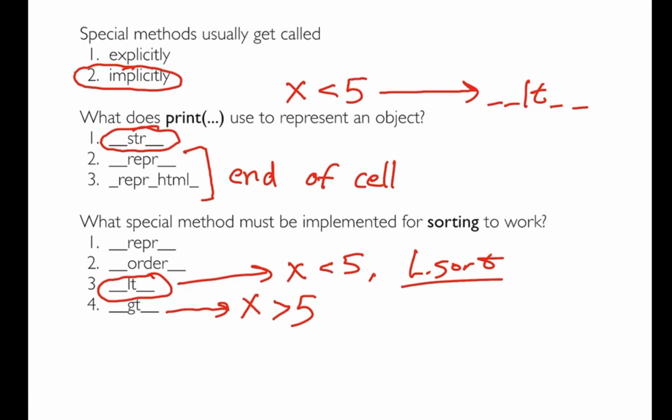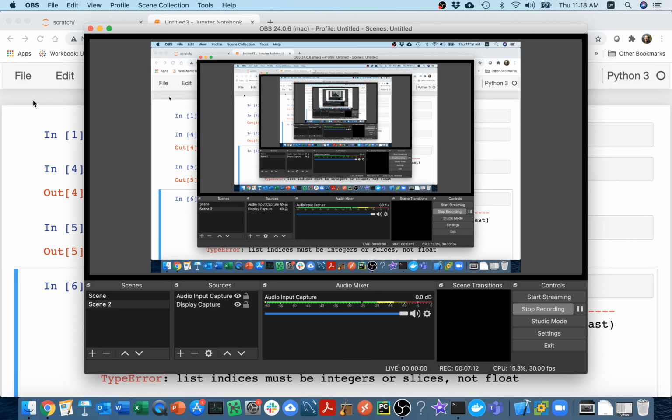So if you just care about sorting, then the less than, LT, is the only thing you care about. If you care about other comparisons in general, then you have to implement greater than or equal to, all the other goodies inside of your class. Okay, so I'm going to head over here to my notebook. And let me see, did I do that correctly?